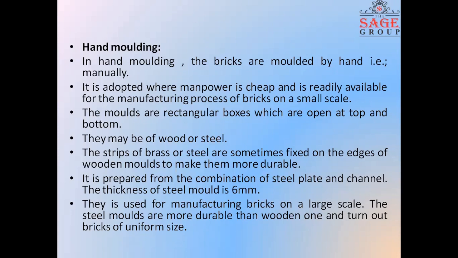So the obtained brick doesn't have the proper shape. So it is suggested to provide brass or steel corners or edges in the wooden molds. It is prepared from the combination of steel plate and channel. The thickness of the steel is about 6 mm.